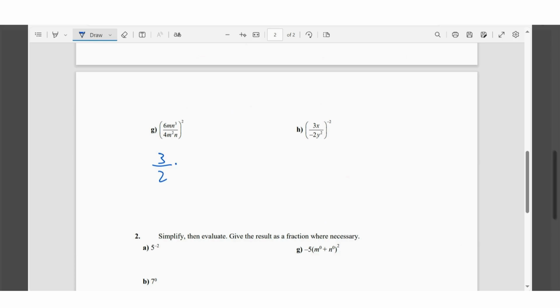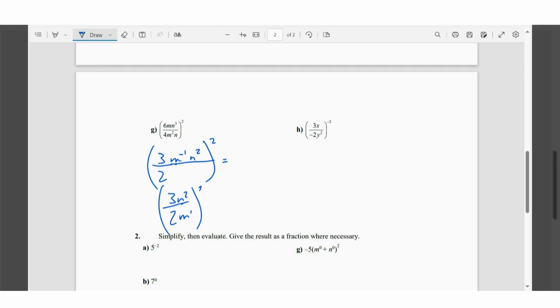And then we have m to the 1 minus 2, which is going to leave us with m to the negative 1. And this n to the 3 minus 1 is going to leave us with an n to the positive 2. And this whole thing is squared. But I'm going to deal with this m first. That'll give us 3 over 2, with the m down on the bottom, n squared m to the 1.